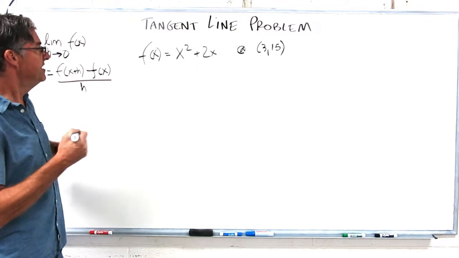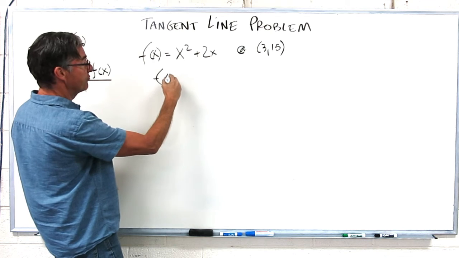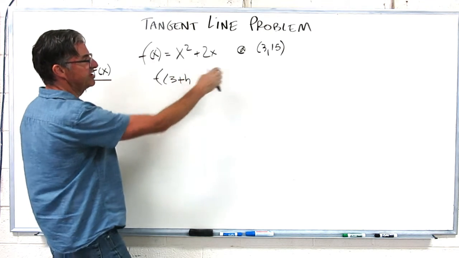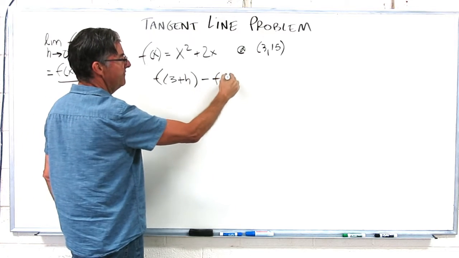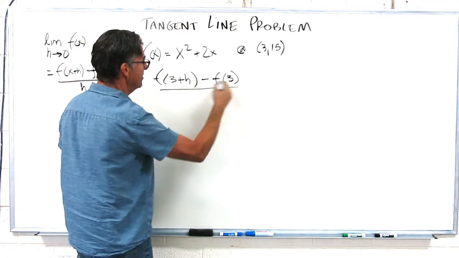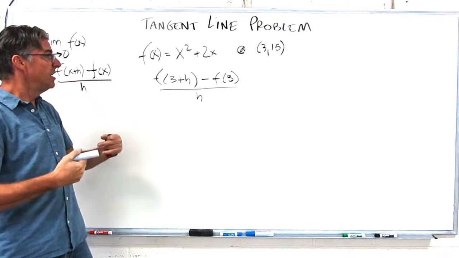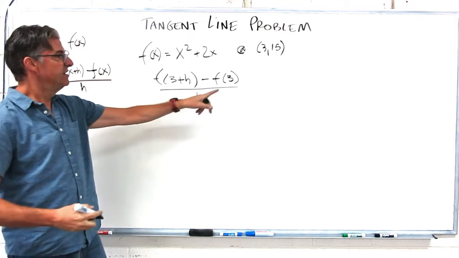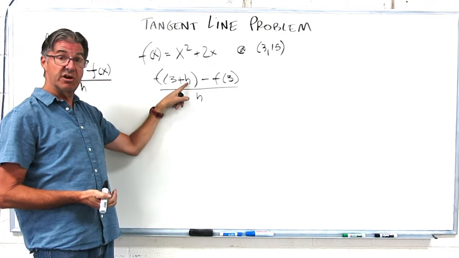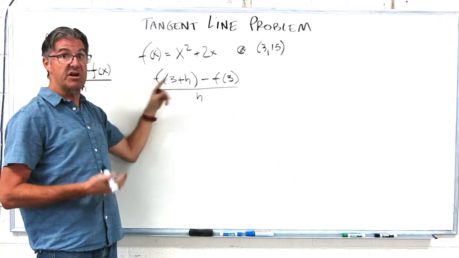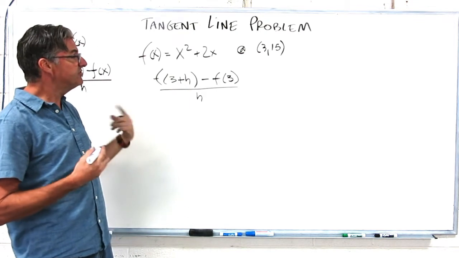So the first thing is we're going to do f of 3 plus h, that's our x coordinate, minus f of 3 all over h. Okay, so that's the setup. I haven't really done much algebra. I'm just doing f of 3 plus h minus f of 3. And remember, ultimately what we're going to do is run h to 0, take the limit, and that'll give us our tangent line slope. Obviously, can't do that with h on the bottom. So now let's do the plug-in step.